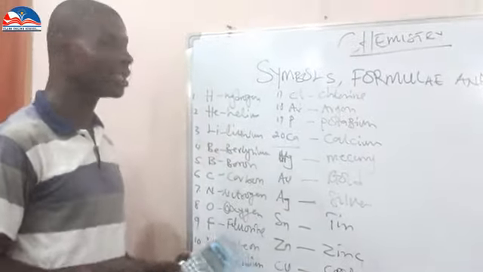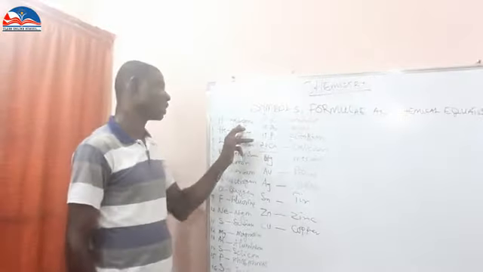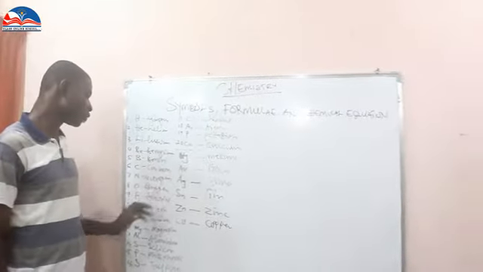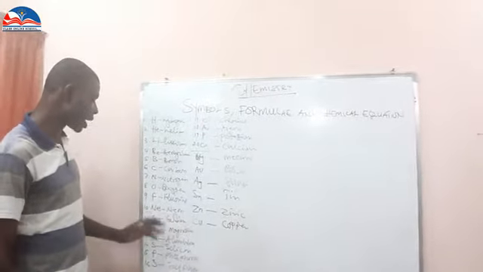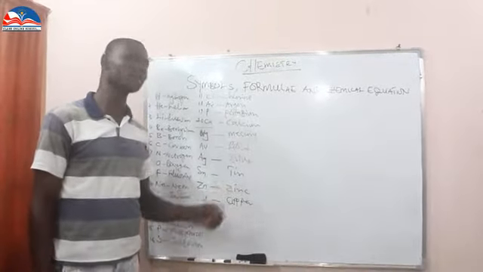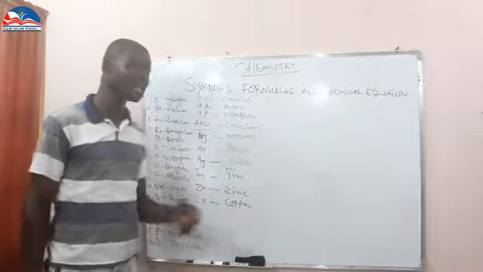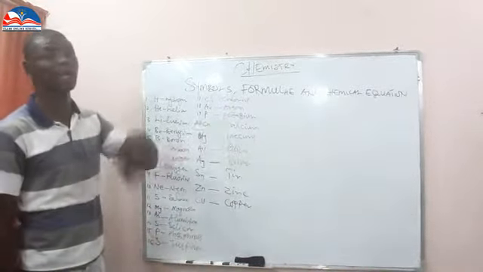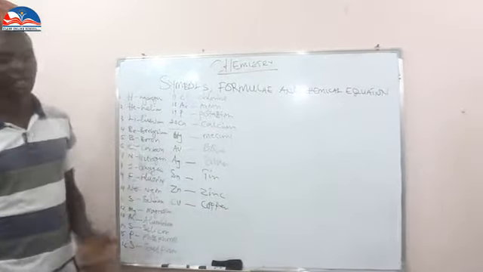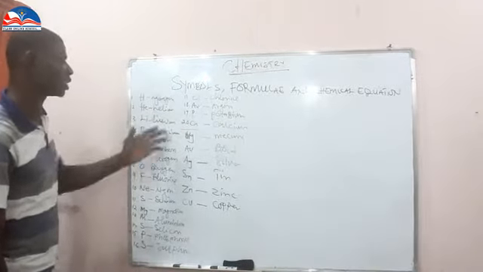Now, these become the elements: hydrogen, helium, lithium, beryllium, boron, carbon, nitrogen, oxygen, fluorine, neon, sodium, magnesium, aluminium, silicon, phosphorus, sulfur, chlorine, argon, potassium, calcium. And that becomes the first 20 elements. So other ones are additional. Under 20 elements, you will still see mercury, gold, silver, tin, zinc, and copper.